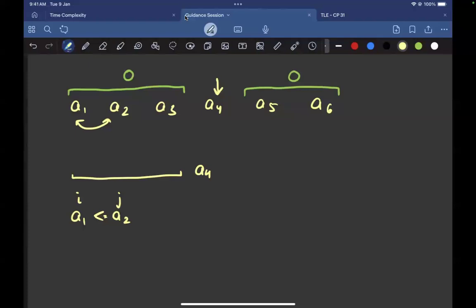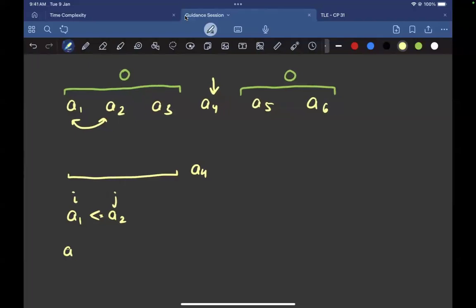How does this help me? Because now I will have to replace A1 with max of A1 minus A2, comma 0. And because A1 is less than or equal to A2, A1 minus A2 will be less than or equal to 0. This number is going to be less than or equal to 0. Is that right? Meaning effectively, you will get A1 as 0.